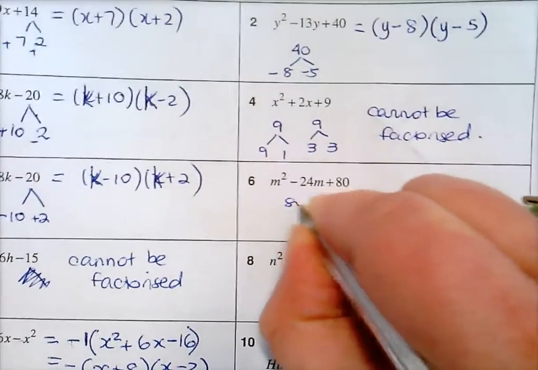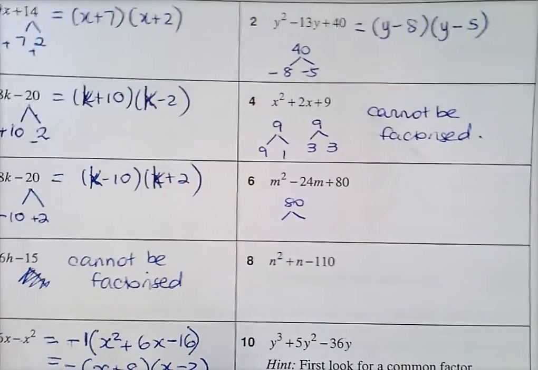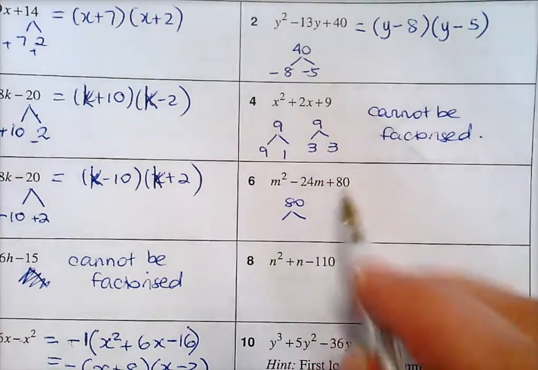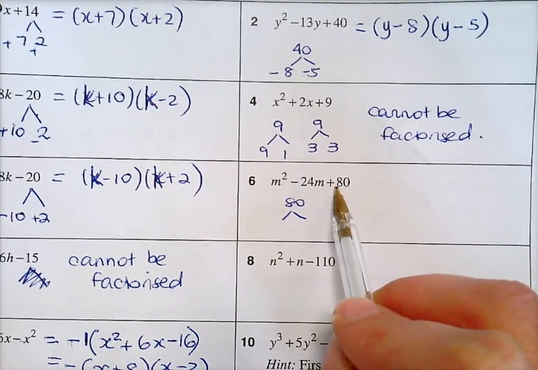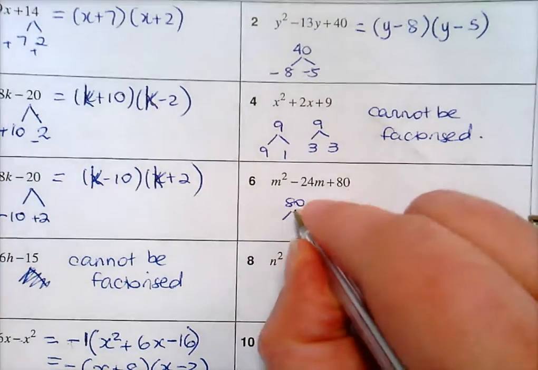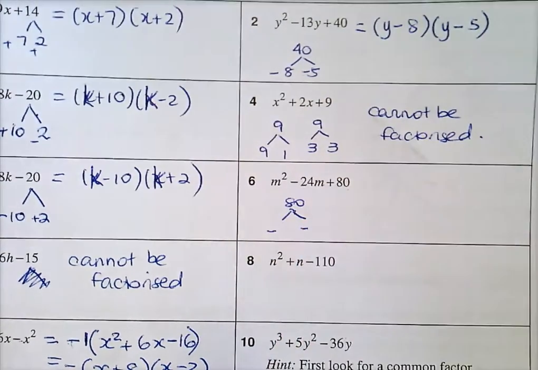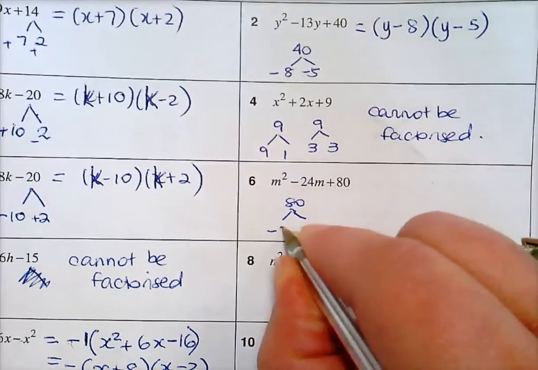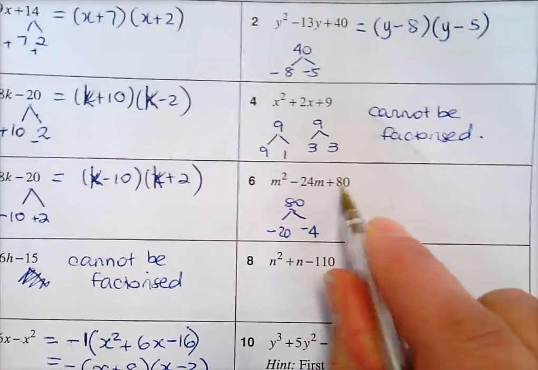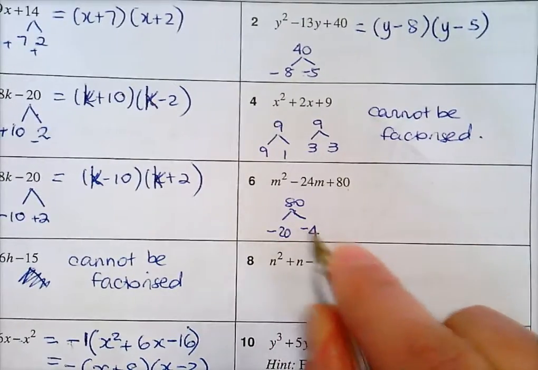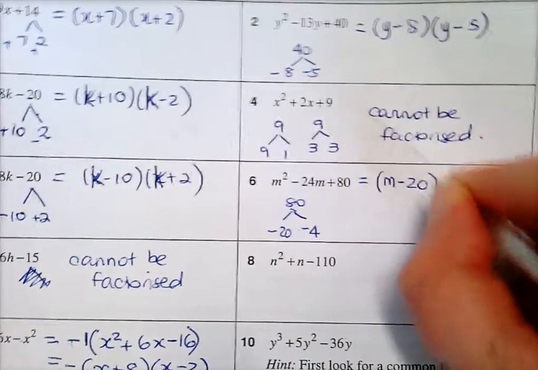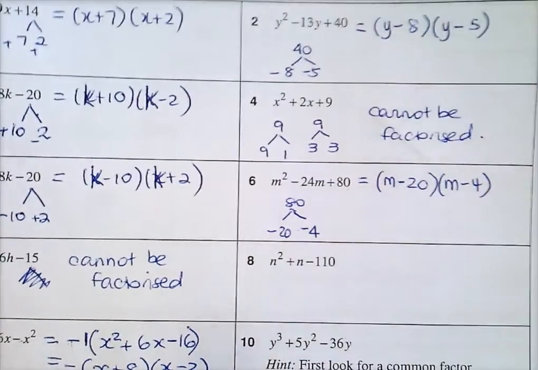Keep going. 80. Girls, with the 80, do you want 2 positives or 2 negatives? Well, it's got to multiply to give a positive, but add up to give a negative. 2 negatives. Girls, two numbers that multiply to give 80 are 20 and 4, but they both need to be negative. Negative 20 and negative 4 gives negative 24.